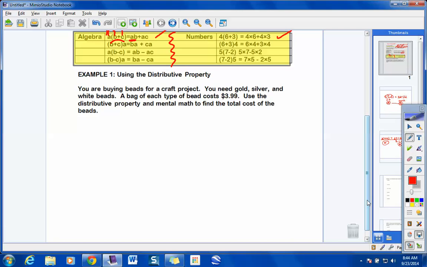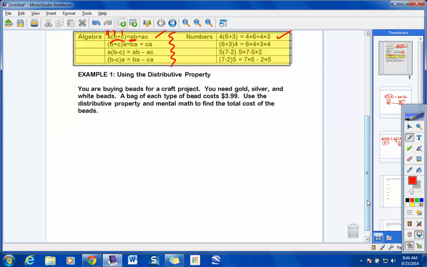Go ahead. You are buying beads for a craft project. You need gold, silver, and white beads. A bag of each type of beads costs $3.99. Use the distributive property and mental math to find the total cost of the beads.